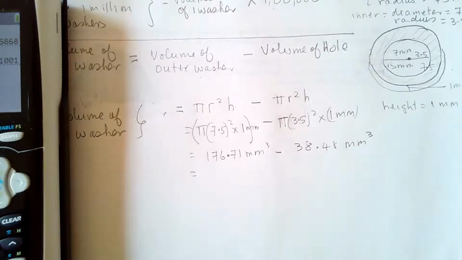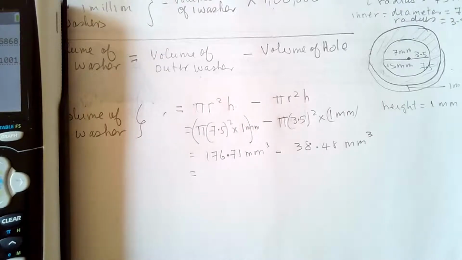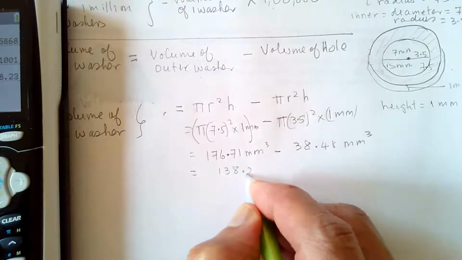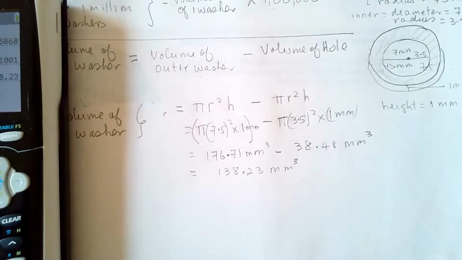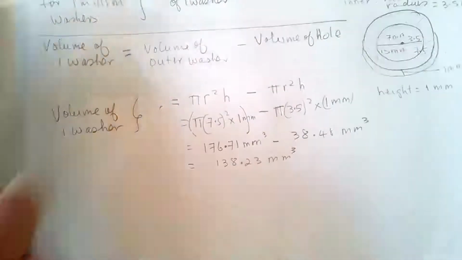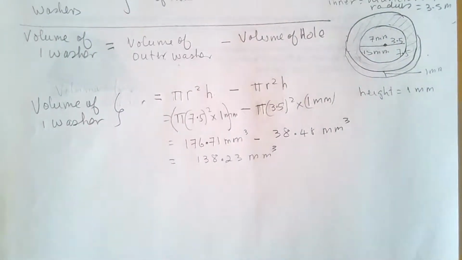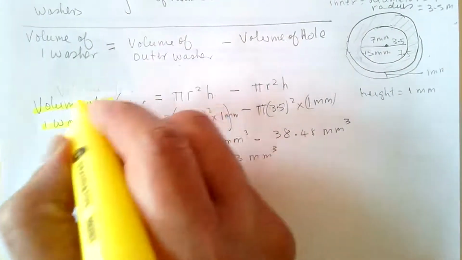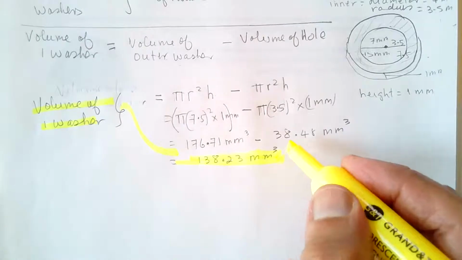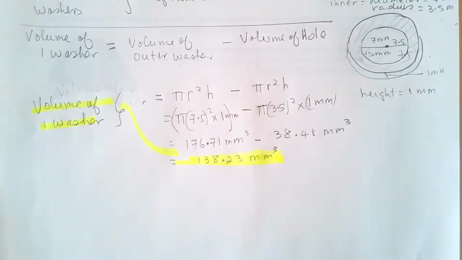With the result, we have 176.71 minus 38.48 gives me 138.23 cubic millimeters. So volume of one washer, it's 138.23 cubic millimeters.